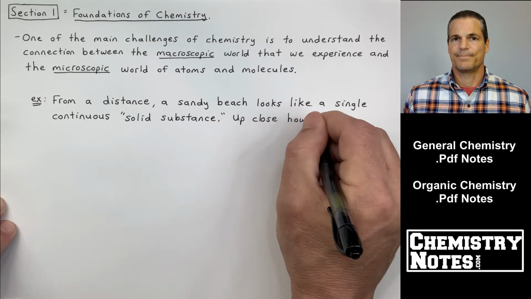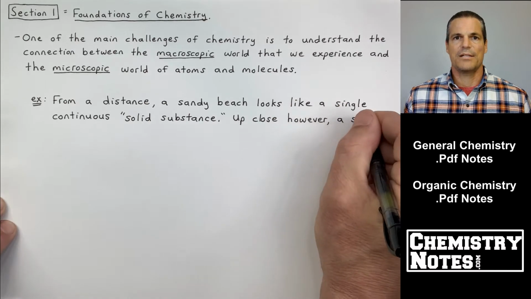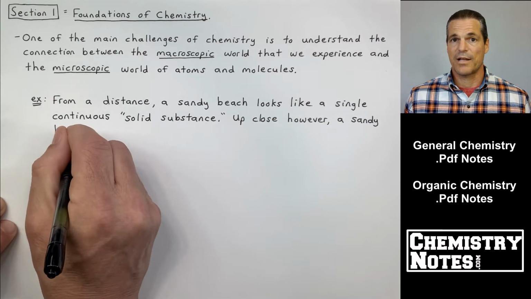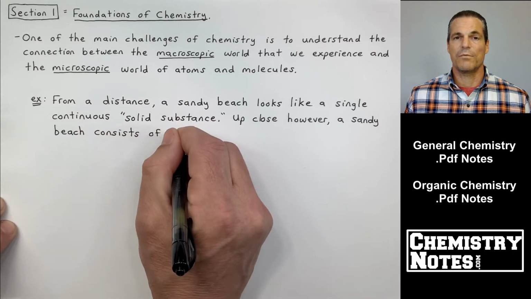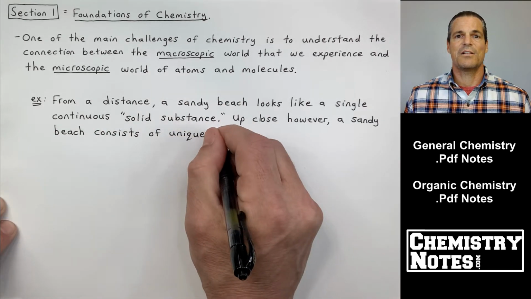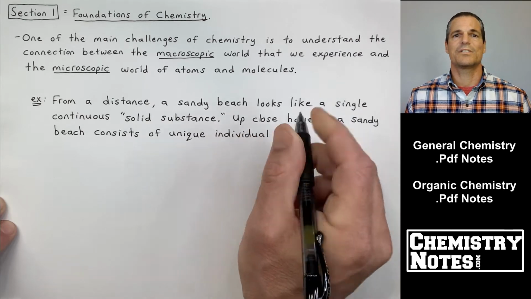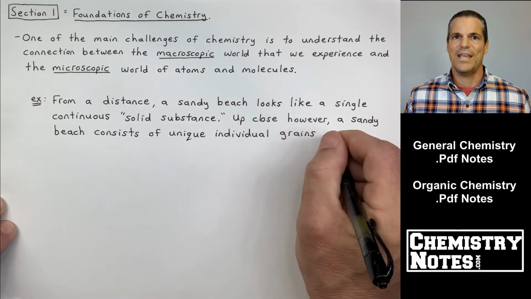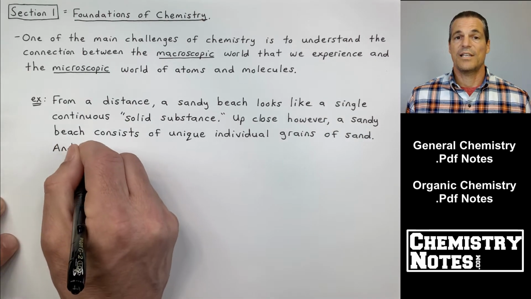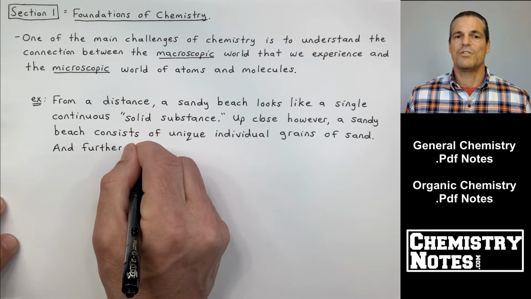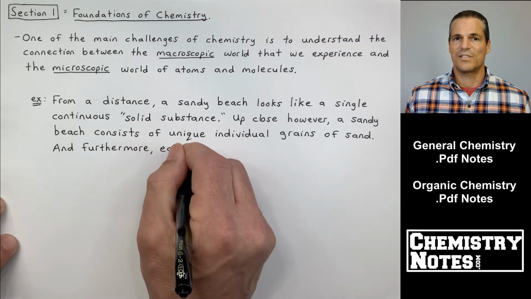As an example, we've all been on an airplane. Very few of us have been on a helicopter. But if you ever look at a sandy beach from a really, really far distance, it just kind of looks like a single, continuous, solid, tan-colored substance, right? Up close, however, a sandy beach consists of unique, individual grains of sand, right?